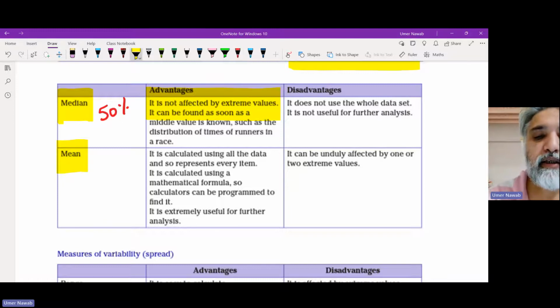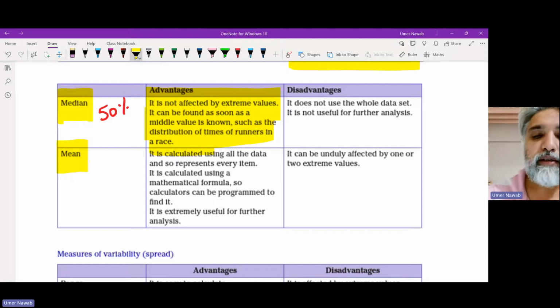Another important aspect is that it can be found as soon as the middle value is known, such as the distribution of times of runners in a race. If you are trying to calculate the median and 10 runners are running, once the fifth and sixth runners finish and you calculate the median, you stop there. You don't need to wait for the 10th runner. You understand my point? You are actually concerned about the 50th percent value.